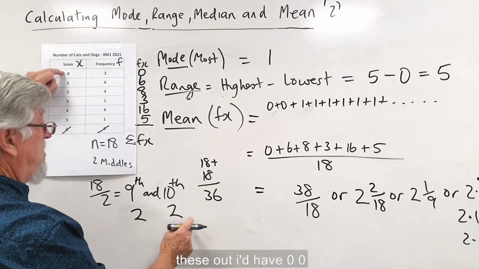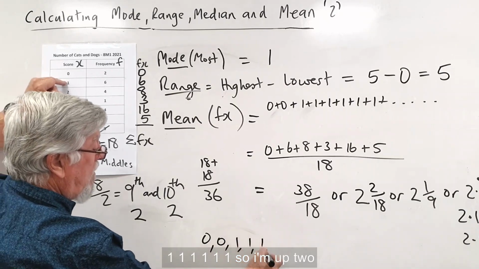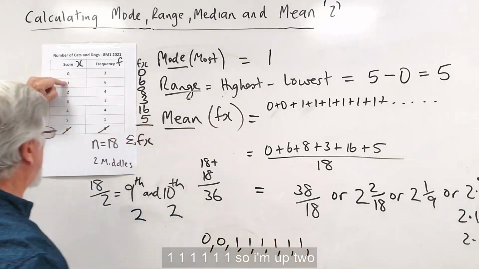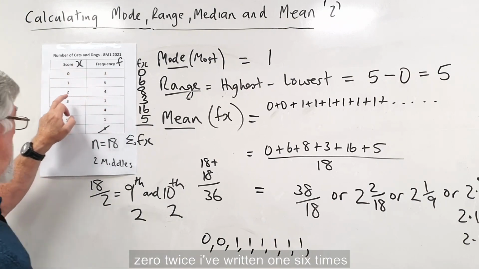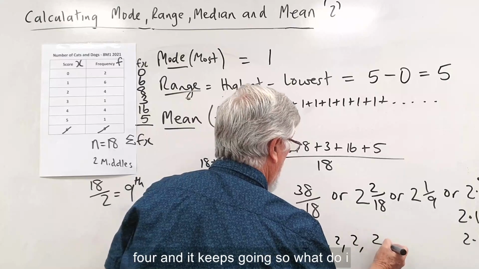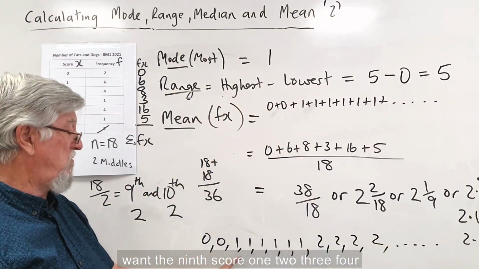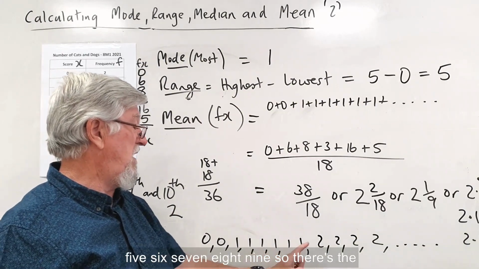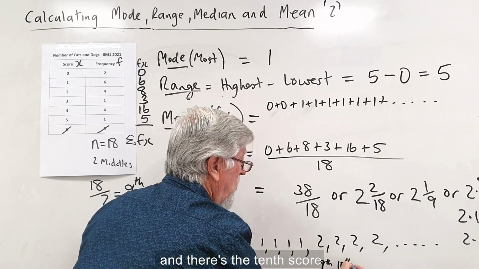So if I started writing these out, I'd have 0, 0, 1, 1, 1, 1, 1, 1. So I've written 0 twice. I've written 1 6 times. Now I'll write 2 4 times. 1, 2, 3, 4. And it keeps going. So what do I want? The 9th score. 1, 2, 3, 4, 5, 6, 7, 8, 9. So there's the 9th score and there's the 10th score.